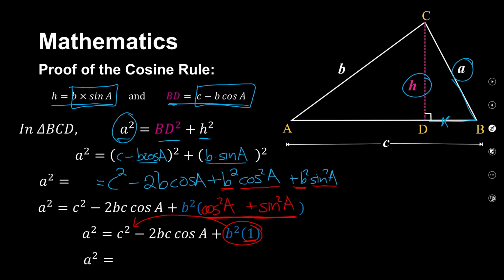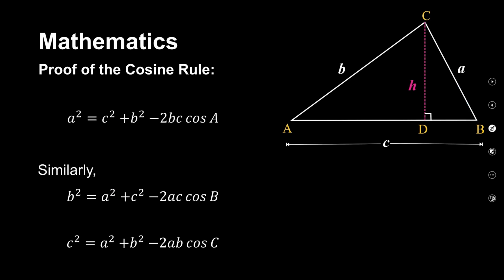And we end up with A squared is equal to, let's write that quickly, B squared plus C squared minus 2BC cos of A. So now we've proved the first version, and again, similarly, if we just change where we start drawing our height, we can prove the second version.